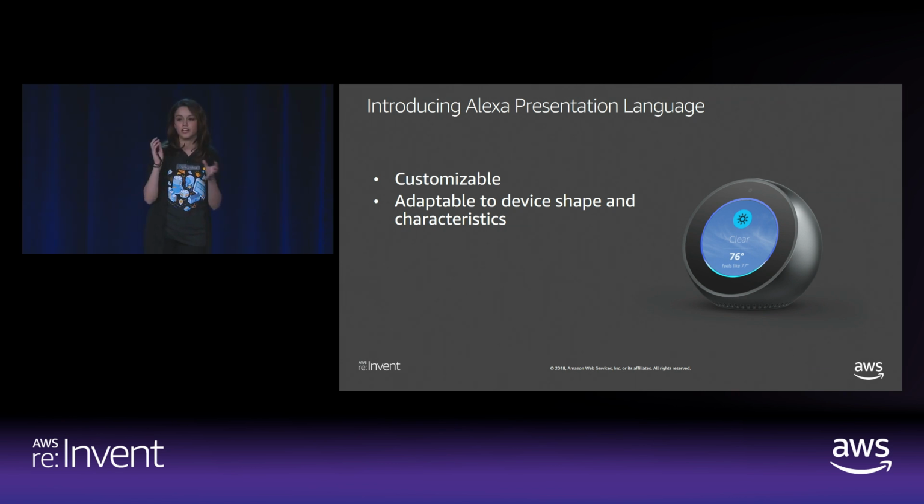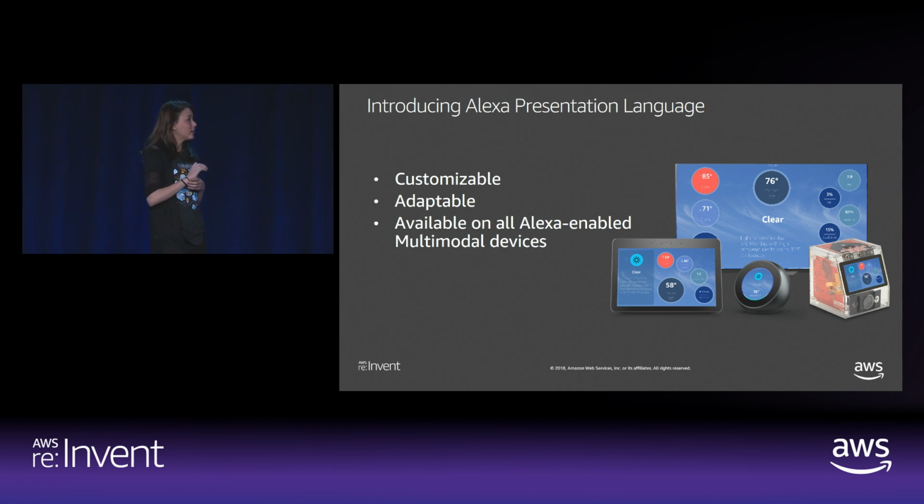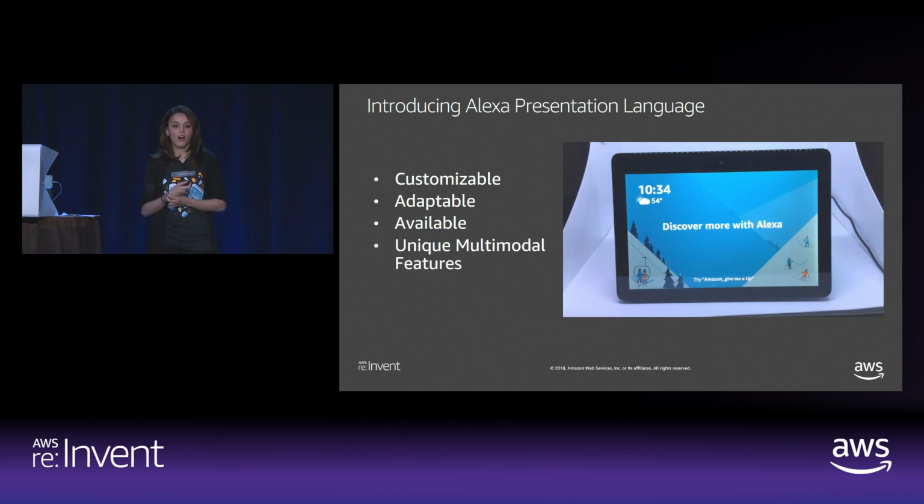Again, you can see you would interact with an Echo Spot differently from your Fire TV, so now you can adapt your displays accordingly. It's also guaranteed to be available on all Alexa-enabled multimodal devices. So you can see we have Fire TV experience, Echo Show, Echo Spot, and more devices to come. And we also offer unique multimodal features. Again, features that marry your VUI and your GUI.